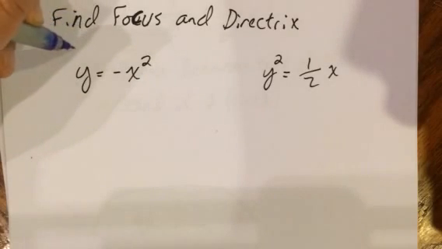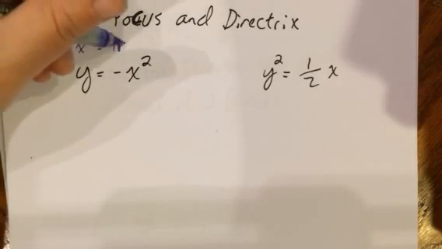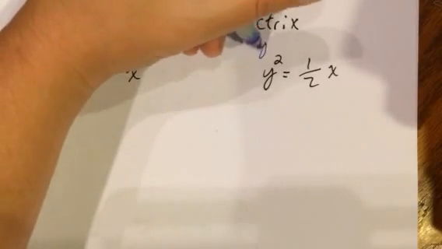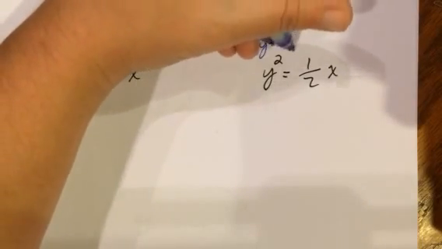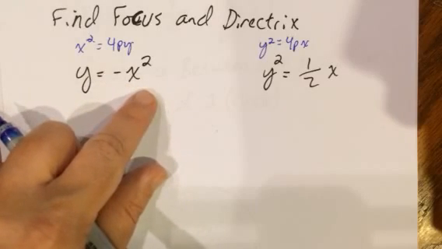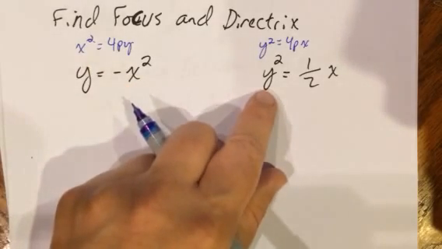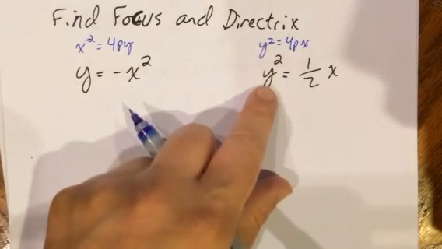One of the standard equations was x squared equals 4py. The other one was y squared equals 4px. And I wrote them over the one that seemed like they were going to correspond to. This one had x squared, so I wrote the x squared one here. This one had a y squared, so I wrote the y squared one there.